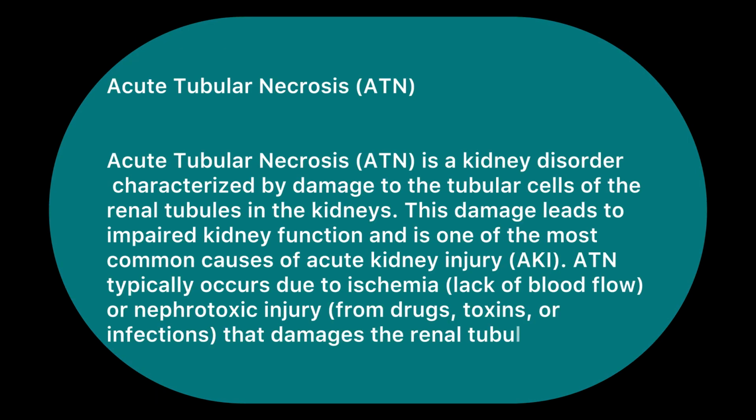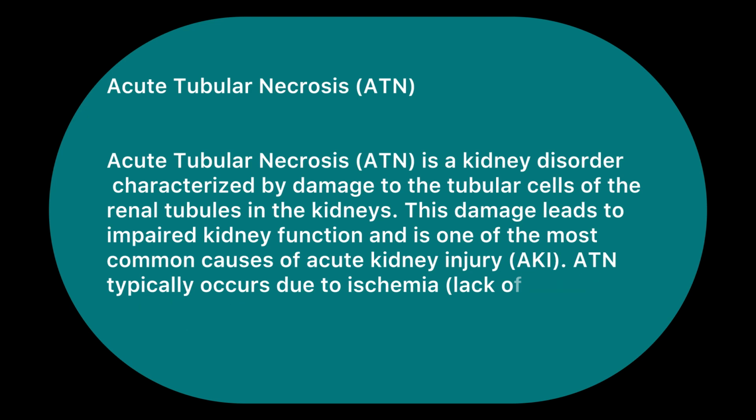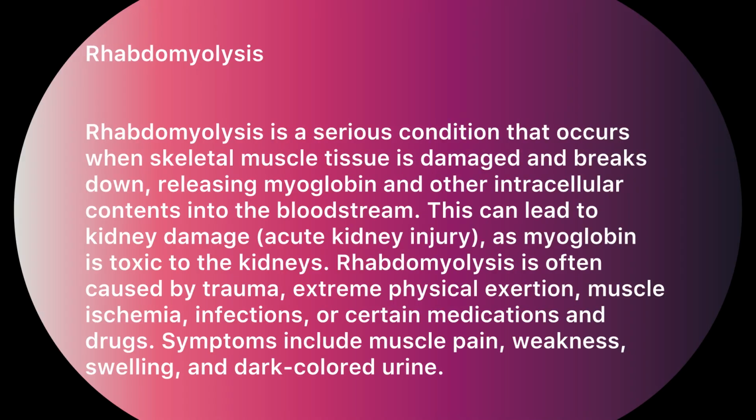Acute tubular necrosis (ATN). Acute tubular necrosis is a kidney disorder characterized by damage to the tubular cells of the renal tubes in the kidneys. This damage leads to impaired kidney function and is one of the most common causes of AKI. Rhabdomyolysis is a serious condition that occurs when skeletal muscle tissue is damaged and breaks down, releasing myoglobin and other intracellular contents into the bloodstream. This can lead to kidney damage or AKI as myoglobin is a toxin to the kidneys.